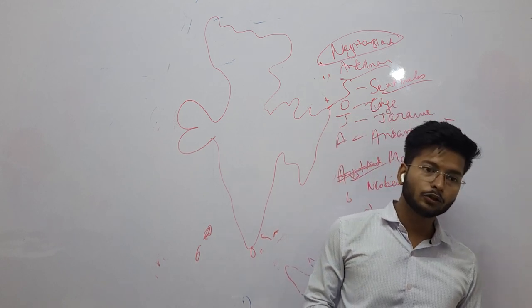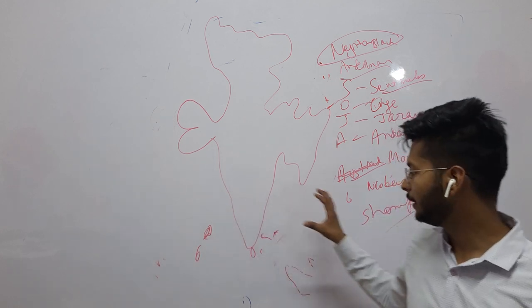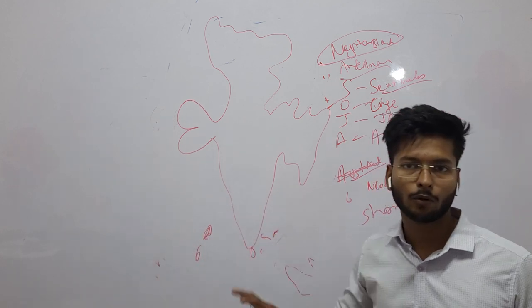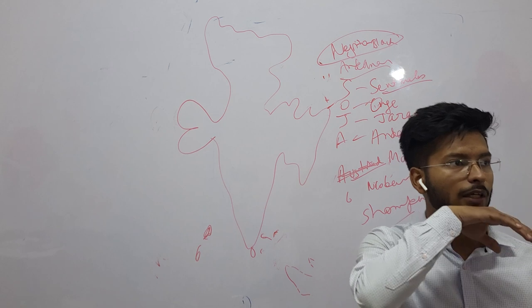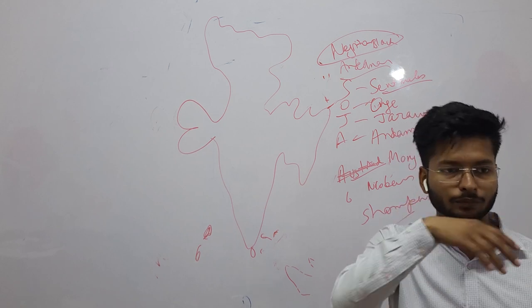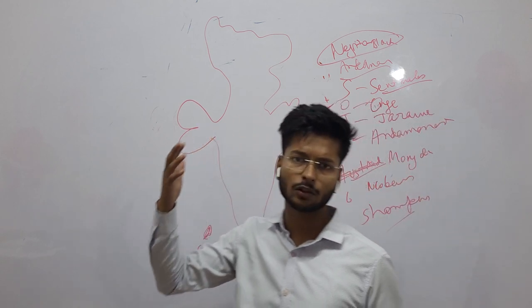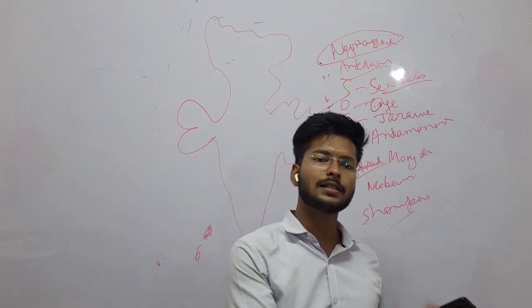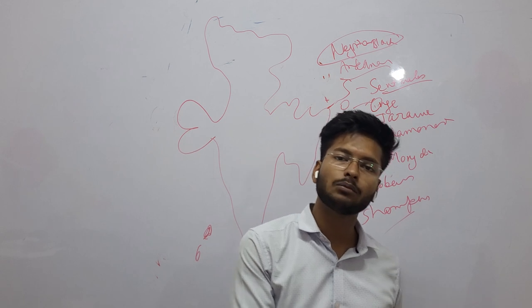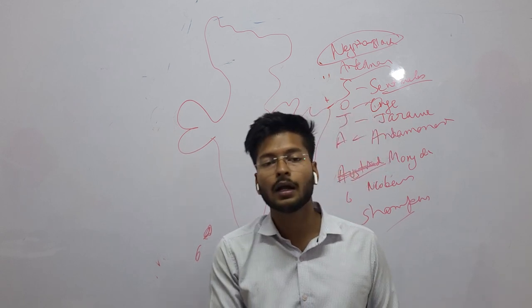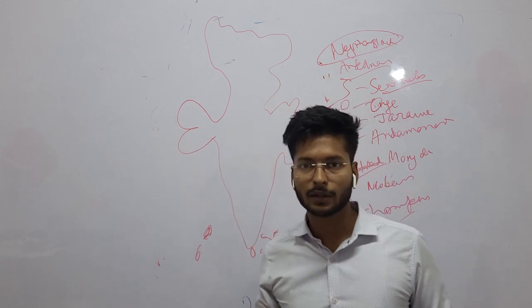There are many theories because the Andamans are situated very near to the African continent. Because of the shape of the islands, if we see carefully, the Andamans were inhabited many years ago, possibly thousands of years ago, by migrants that came from Africa on small boats. Okay, this is the theory, but there are several other theories as well.